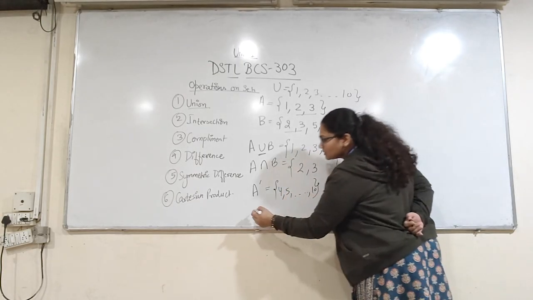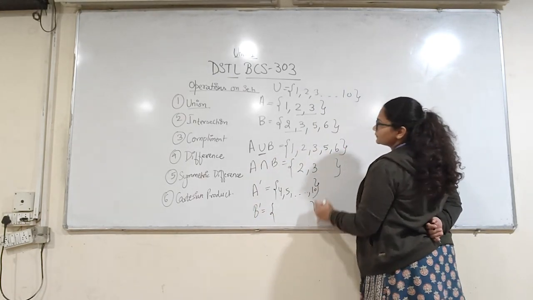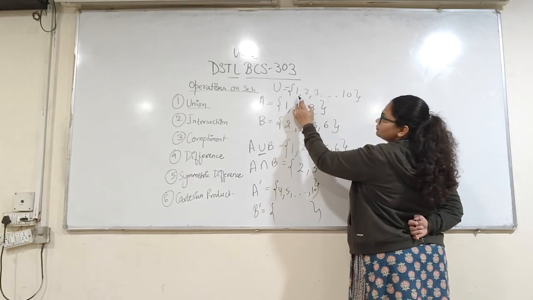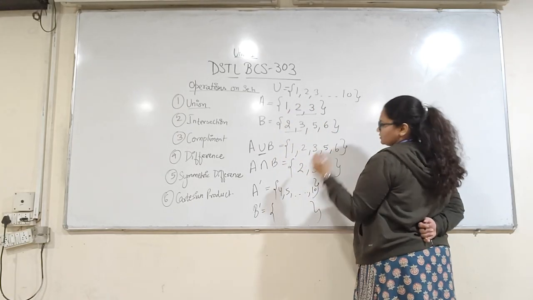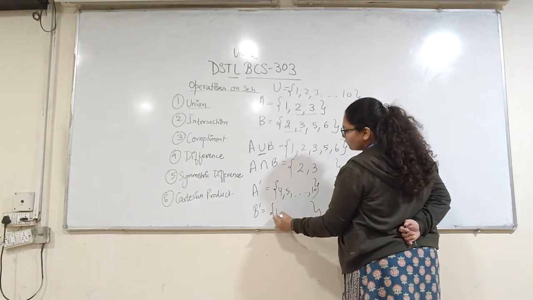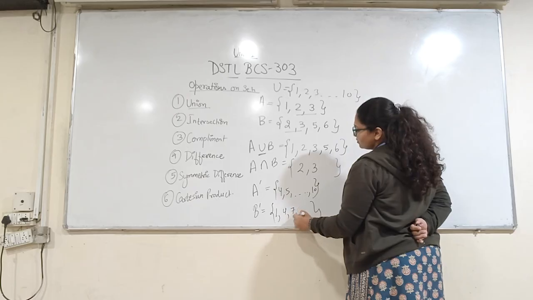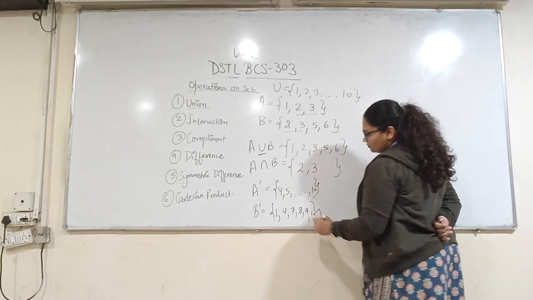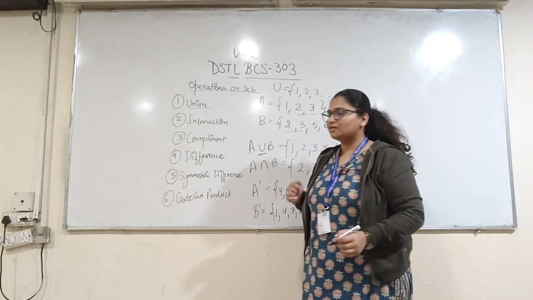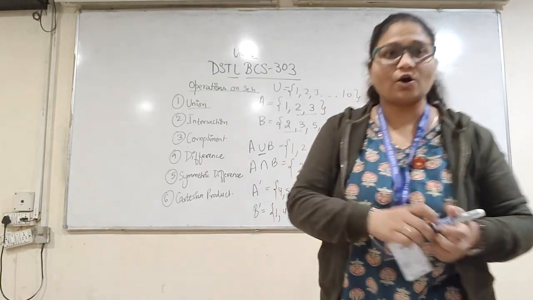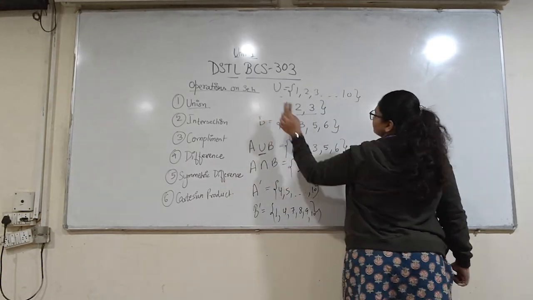Now, similarly, B complement will be all the numbers from 1 to 10 except 2, 3, 5 and 6. So, what will it be? 1, 4, 7, 8, 9, 10. Is that easy? So, this is how we find the complement. We are done with first three operations on the sets. Now, coming to the fourth one.